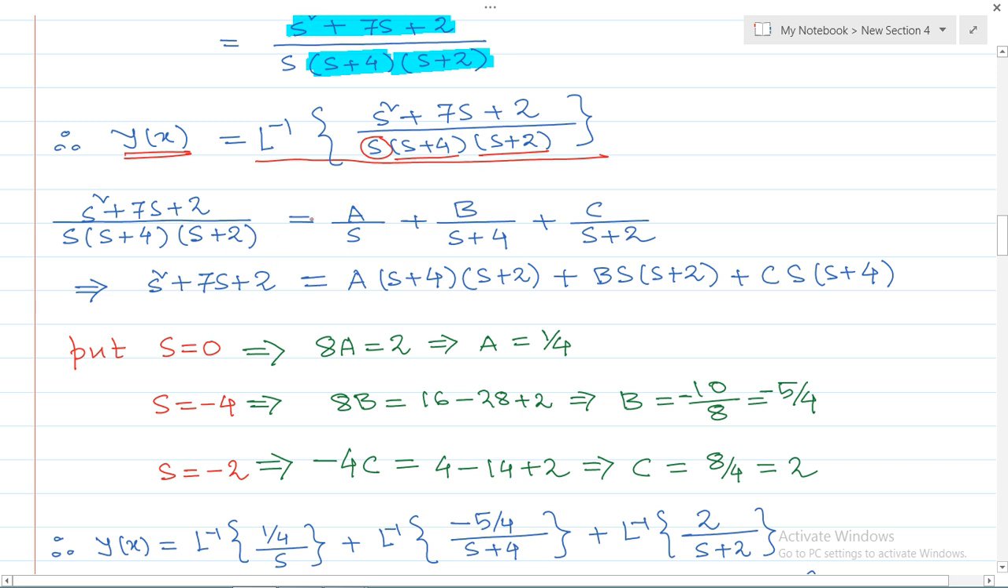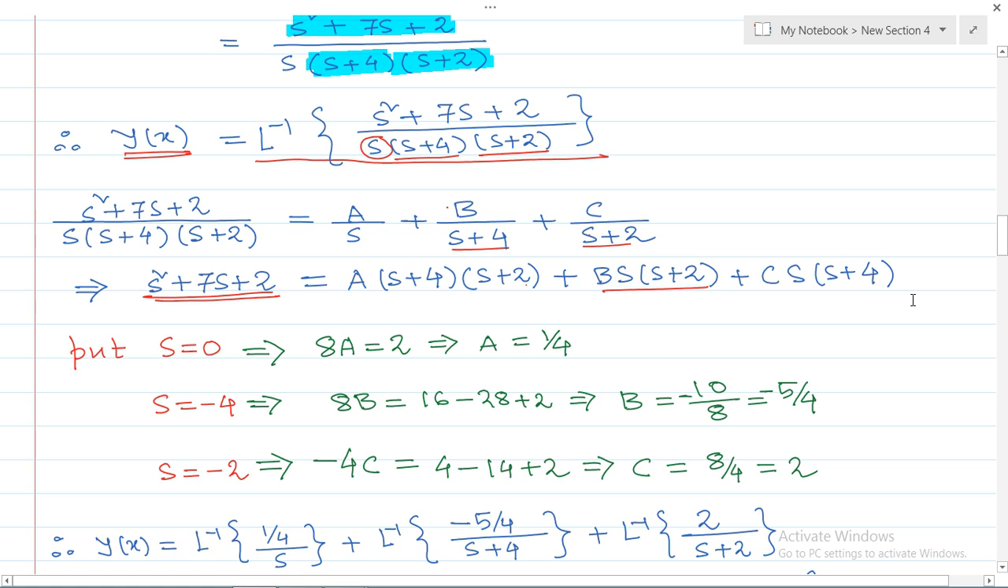Now we have to take the LCM, so we are having s square plus 7s plus 2 equals a into these two terms, that is s plus 4 into s plus 2, plus b. Since b is coming with s plus 4, b will get multiplied with s and s plus 2. And with c, s plus 2 is already there in the denominator, so c will get multiplied with s and s plus 4.